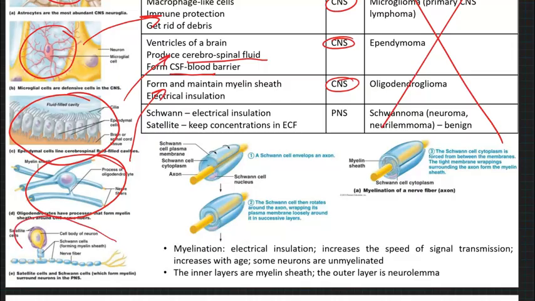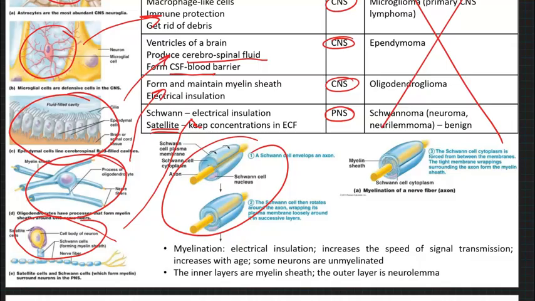Satellite cells, which you can see here, are present in the peripheral nervous system, and they play a role similar to astrocytes. So they also maintain the ionic concentrations around neurons and take care of them, but in the peripheral nervous system. And finally, there's the Schwann cell. Schwann cells also provide electrical insulation, but in the peripheral nervous system.